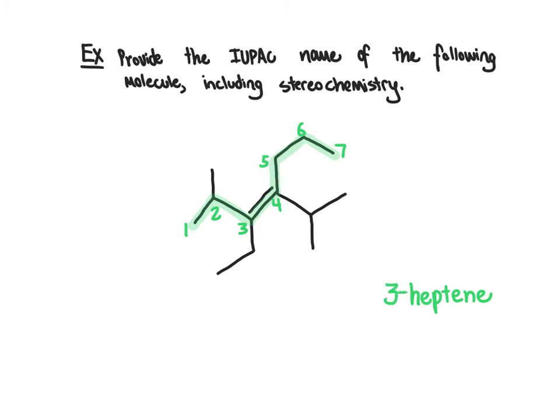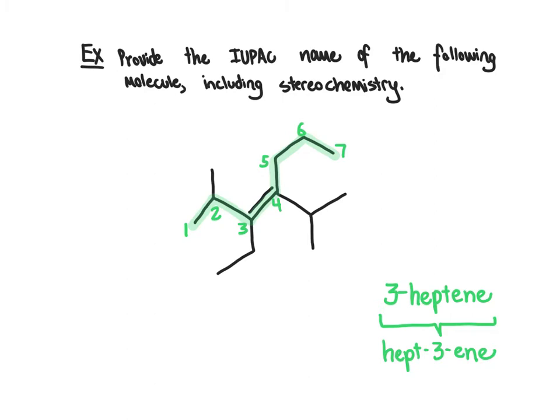So this is 3-heptene because the first carbon of the carbon-carbon double bond is there at position 3. The alternative name that would also be totally acceptable would be hept-3-ene as an alternative there. So that's totally fine as well. Okay, so now we need to go in and specify our branches.